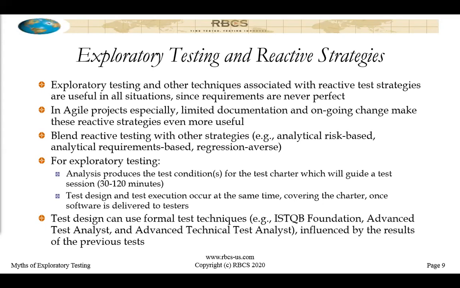So if you're going to do an exploratory test, it's a good idea to do some analysis to produce your test conditions that go into the test charter, along with assigning some sort of time box, 30 to 120 minutes around that. That is something that can happen in an agile project as part of a user story refinement session, as a way of having a discussion about what should we test. And the design, implementation, and execution, as I said, would occur all at the same time, guided by the charter.